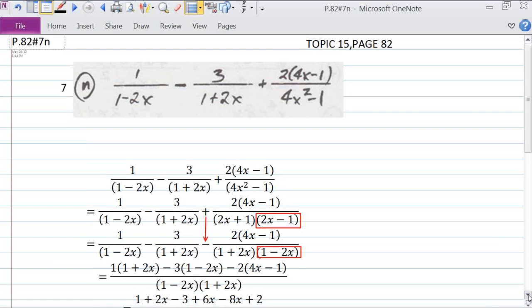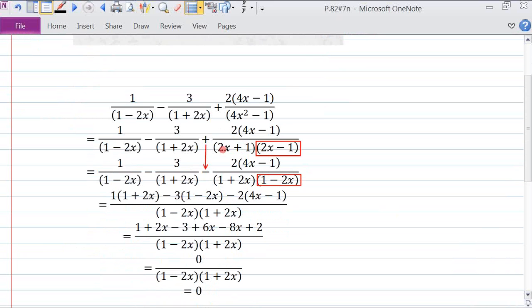Now, let's take a look at this denominator here. You got 2x plus 1. And you just switch it to 1 plus 2x. That's all. No sign change or anything, because it's like saying 3 plus 4 is equal to 4 plus 3. So we're just reversing this.